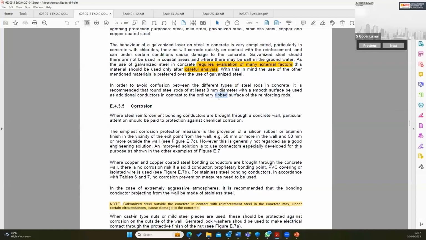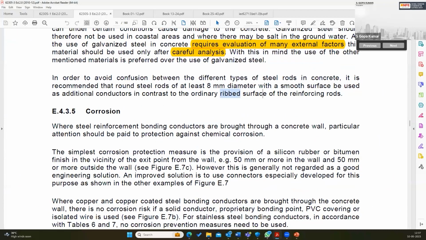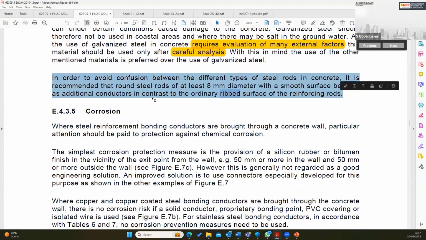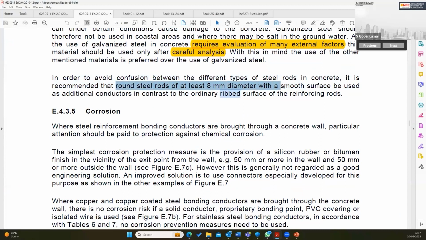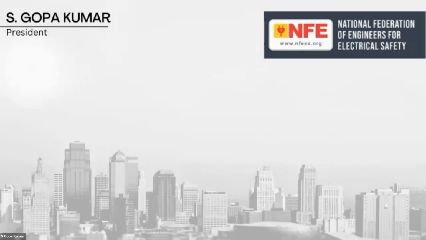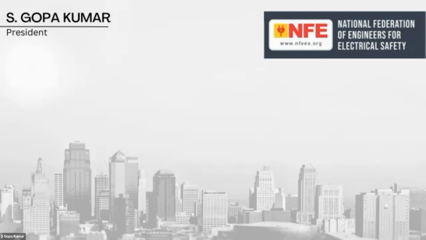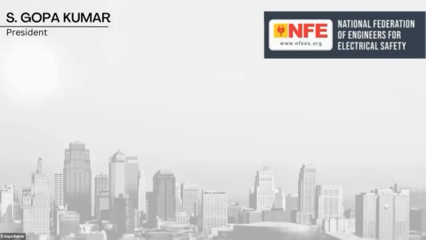You see? In order to avoid confusion between different types of steel rods in concrete, it is recommended that round steel rod of at least 8 mm diameter with a smooth surface be used as additional down conductor, in contrast to the ordinary ribbed surface of the reinforcing rod. Since you are using reinforcing rod, which is not a smooth surface, I really don't know whether it is safe or not. According to me, you are not following the recommendation of the standard, so I would say it is dangerous. But this is what the specialist recommended here. You should show this clause from the standard to the specialist and ask.